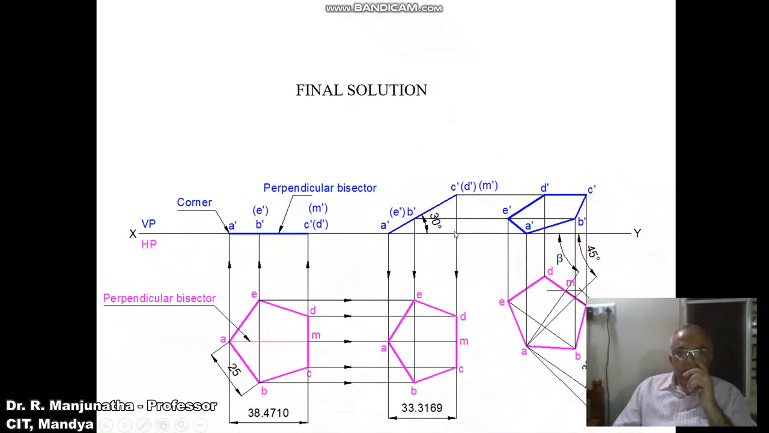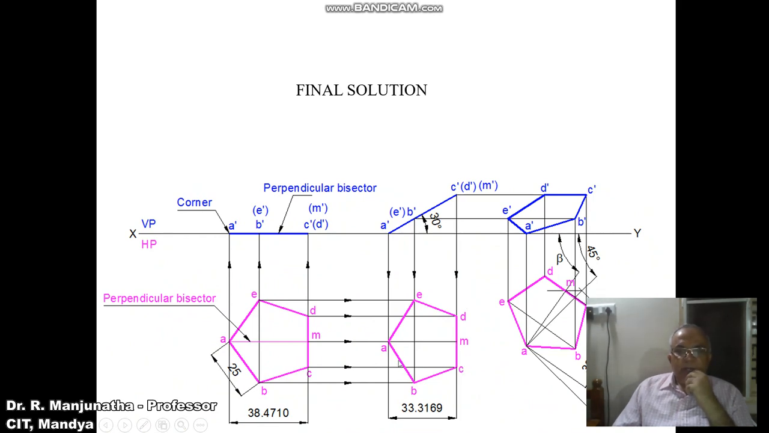Similarly, draw a vertical projector from C dash, D dash, and M dash, and draw a horizontal projector from C to intersect at the point C, from M to intersect at the point M, and from D to intersect at the point D, and mark these points as C, M, D.